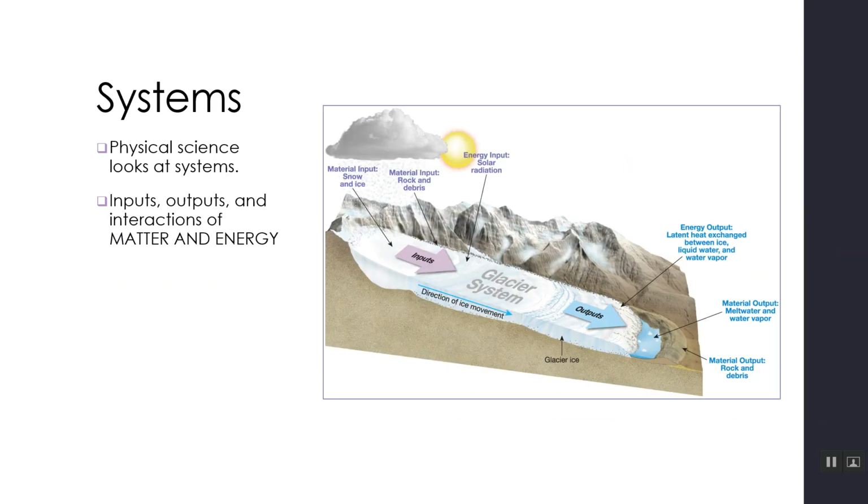What we are going to spend a lot of time looking at in this class is systems. So physical science, which this is, looks at systems, inputs, outputs, and interactions of matter and energy. This is a glacier system, which is one of the last things that we will cover in this class. But we will look at the atmosphere as a system. We will look at the hydrologic cycle, solar input in terms of climate change, all of these different systems. So lots of time looking at systems.